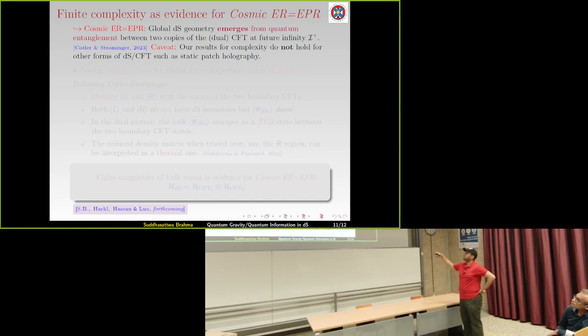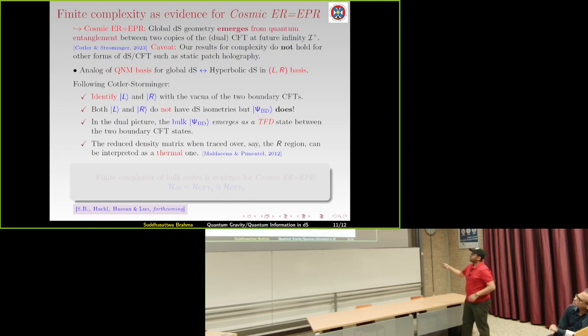The caveat is that this result obviously has nothing to say about static patch holography or other forms of holography that people use sometimes in de Sitter space. But if we identify these L and R states with this boundary CFT, with the vacuum of the boundary CFT, like Strominger does, he uses a different basis. He uses this quasi-normal mode basis, whereas I'm using this hyperbolic de Sitter slicing. And there's a way, by the way, to go from flat slicing to hyperbolic, as shown by Maldacena.